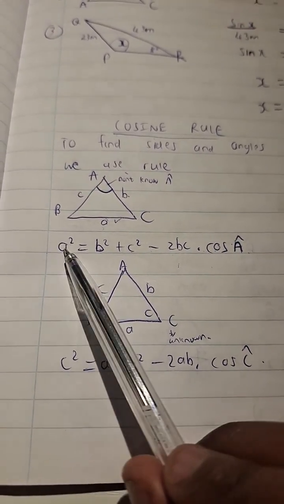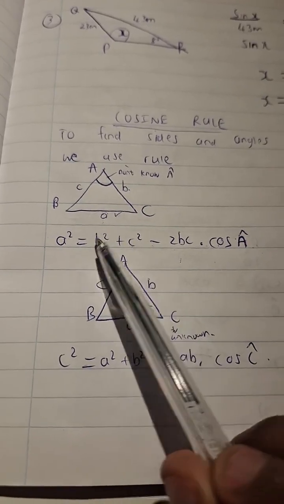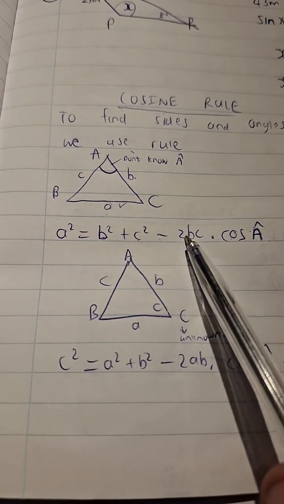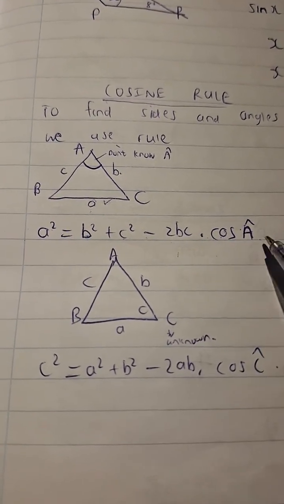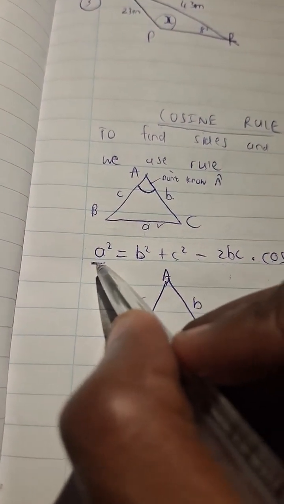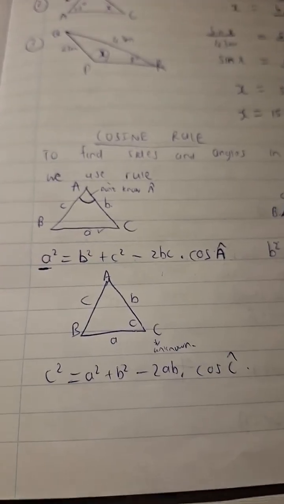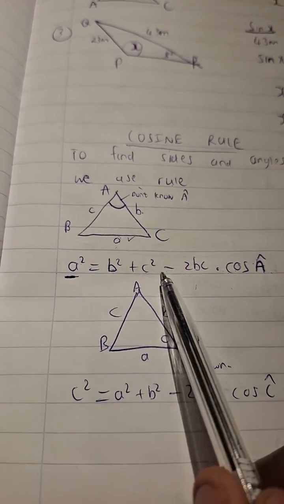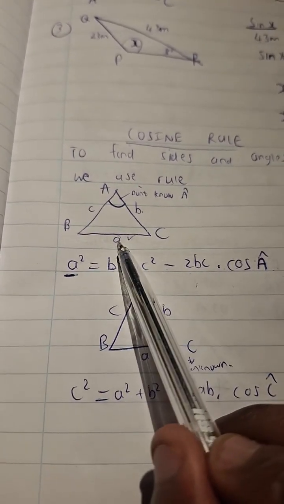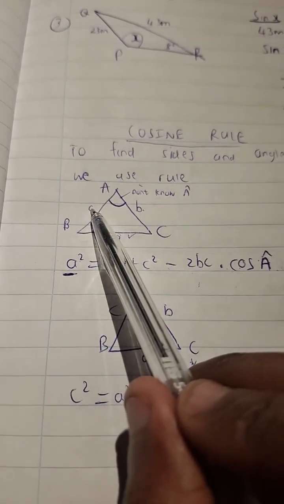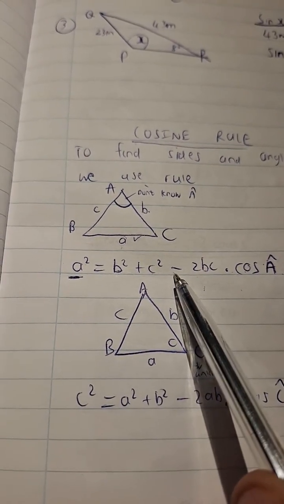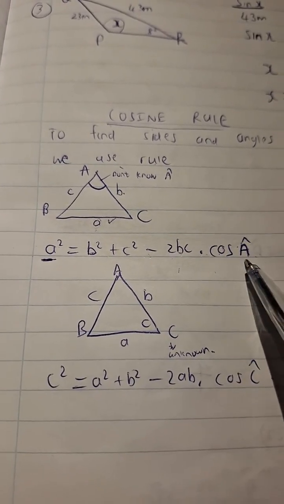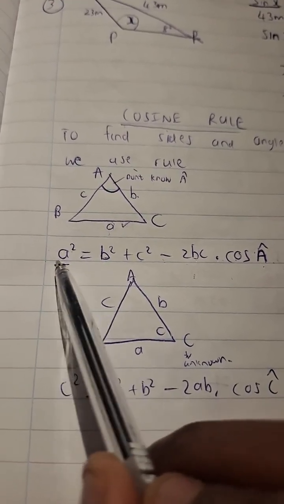The square of a particular side is equal to the sum of the square of the other two sides, minus the product of the other two sides times 2 times the cos of the angle opposite this side that we began with. Do you see this? The square of a particular side is equal to the sum of the square of the other two sides, meaning c squared plus b squared, minus what? 2 times the product of the other two sides, the b and the c, times the cos of the angle opposite the side that we started off with.